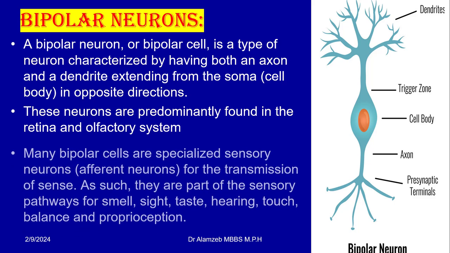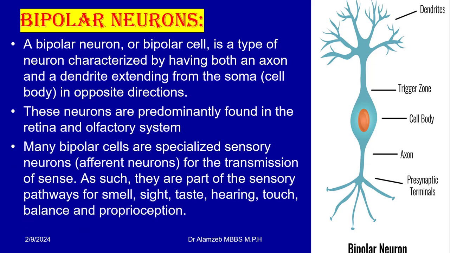Many bipolar cells are specialized sensory neurons, afferent neurons. Sensory neurons are called afferent neurons for the transmission of sense. As such, they are part of the sensory pathway for smell, sight, taste, hearing, touch, balance, and proprioception.